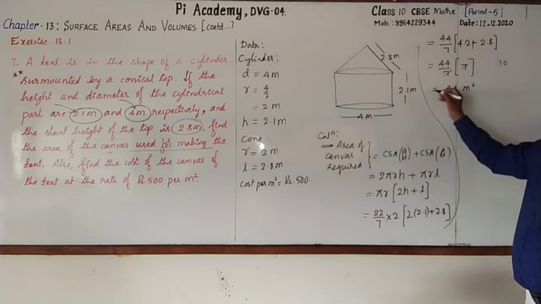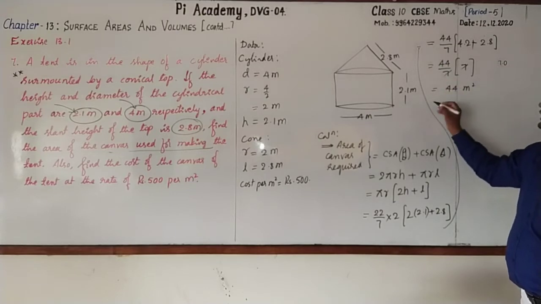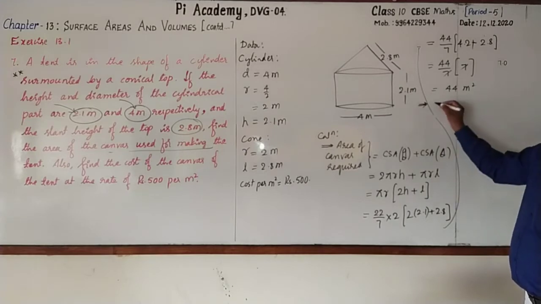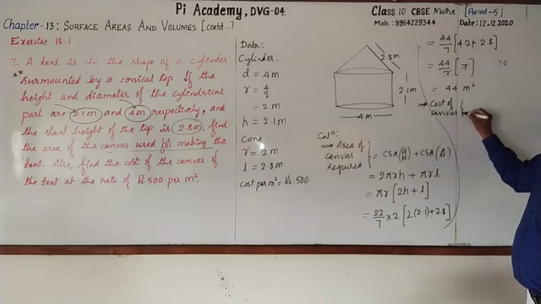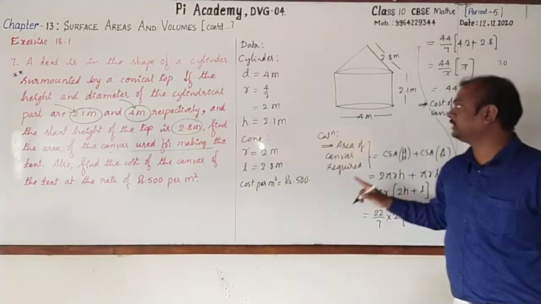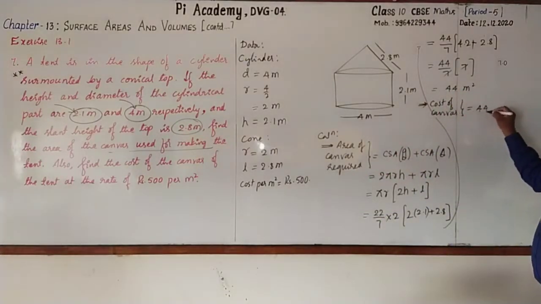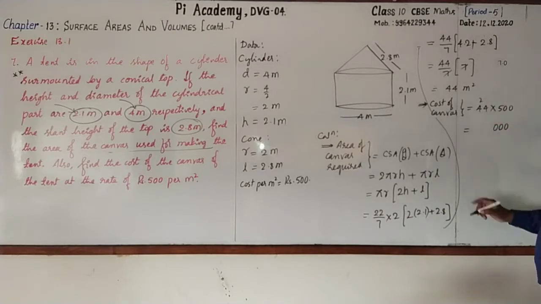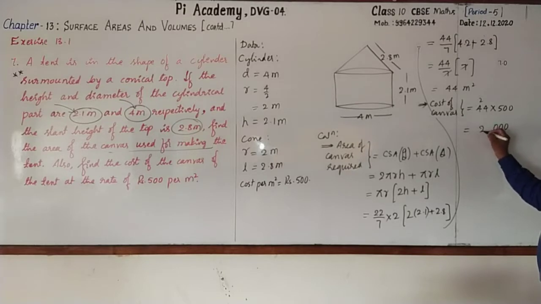So this is the area of the canvas required for making the tent. Then we should also find out the total cost of canvas. Cost of canvas is 500 for every 1 meter square. In total we have 44 meter square. So 1 meter square is 500, which gives 44 times 500. 5 4s are 20 plus 2, 22. It is 22,000 rupees. Then the conclusion.